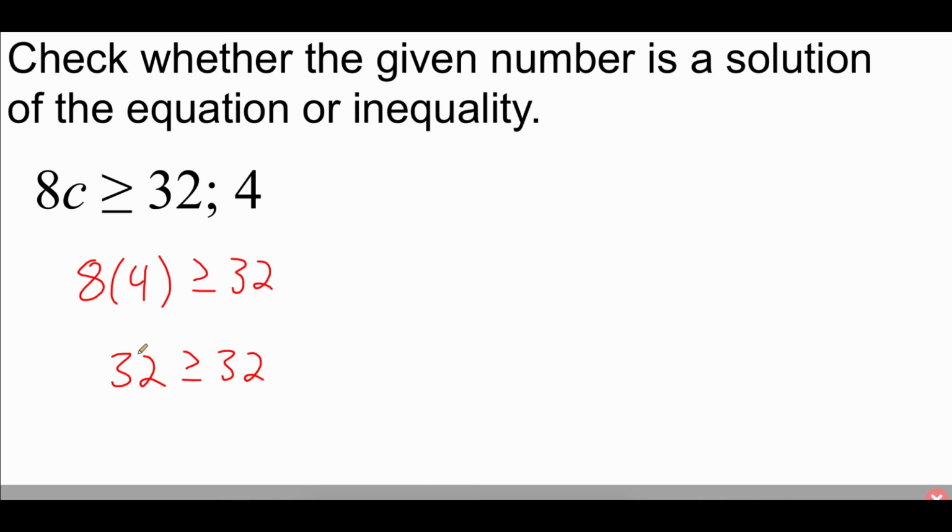Well, first let's think about this. Is 32 greater than 32? No, it's not. But this has that equals to line. It has that extra line underneath there. So it's okay for these numbers to be exactly the same. 32 is equal to 32. So yes, 4 is a solution.